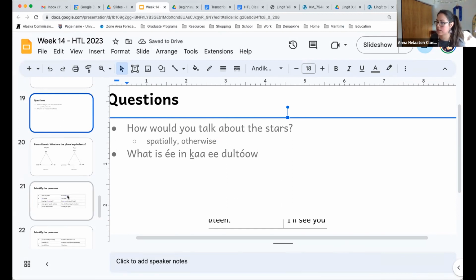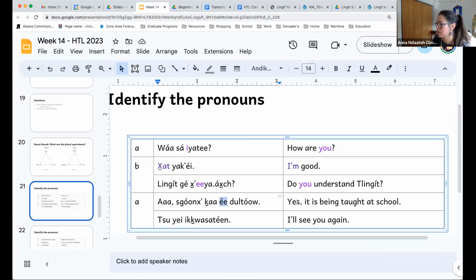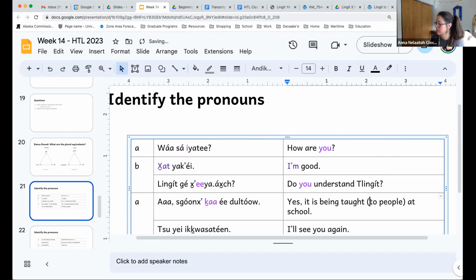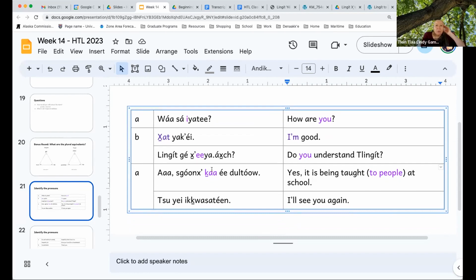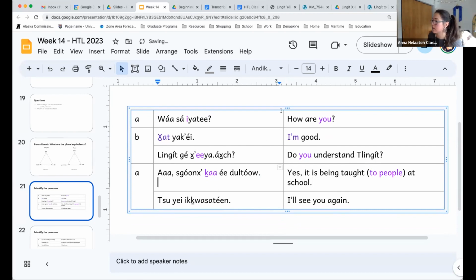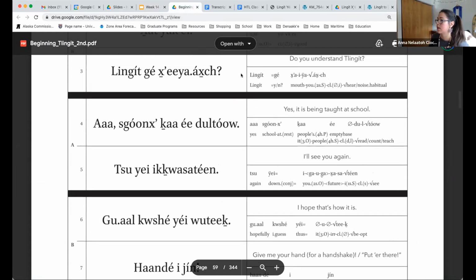Okay. Good question. So E is not actually a pronoun. I would actually say ka is a pronoun, even though it's not one of the ones we've worked on yet. And I'm going to add where it's not written in here, but it would be like to people. It's being taught as a general. It's being taught to people at school. But literally it says school, the people being taught. Let me break it down for you. It looks like the breakdown is in the book, in the dialogue. Okay, let's zoom in.